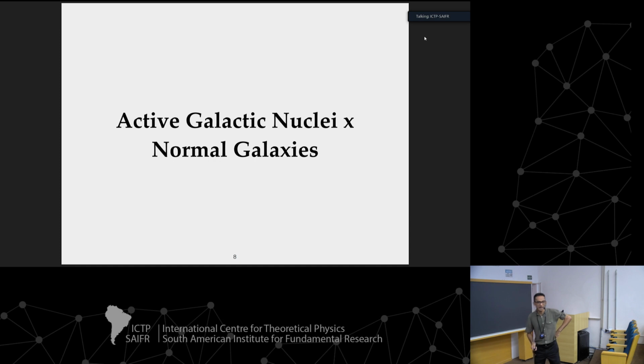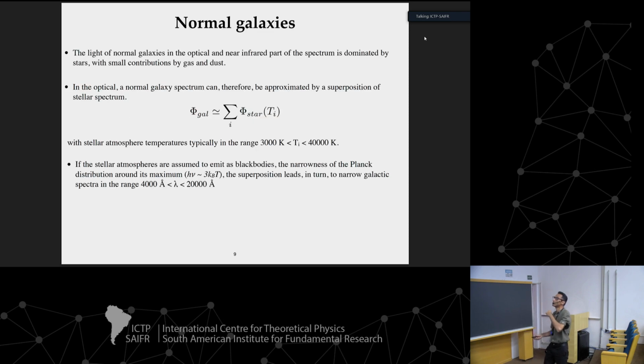So in order to do that, we have to talk a little bit about the difference between an AGN, an active galactic nucleus, and a normal galaxy, okay? So the light of a normal galaxy can be understood as a superposition, basically, of black bodies. You just take the stars inside the galaxy, treat them as black bodies, put all these black bodies together, and you have a pretty good approximation of what the spectrum of a normal galaxy is, right? So it's going to be a superposition of the star spectra.